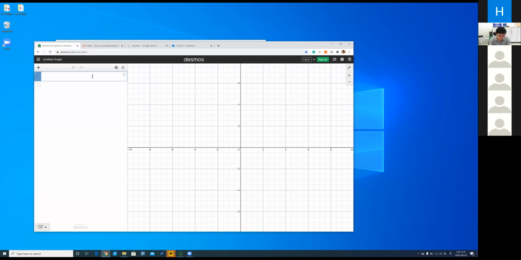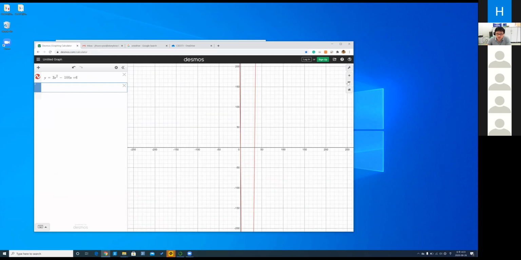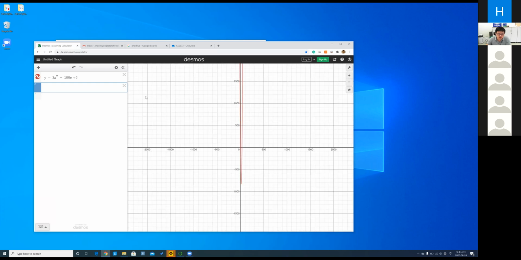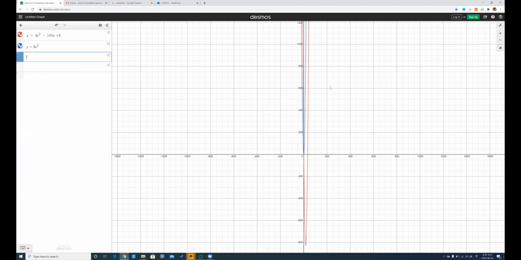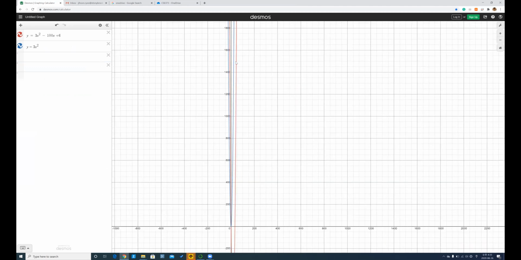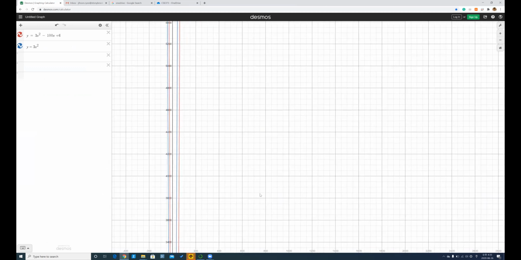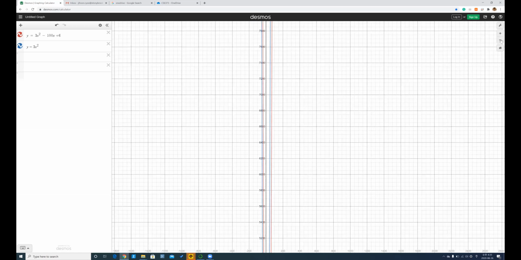So my first equation is y is 3x squared minus 100x plus 6. That is my function. And the second function, y is x squared. But I can put a constant. So if you look at this, the blue line is always bigger than the red line, however you go. Do you understand what I'm trying to say?